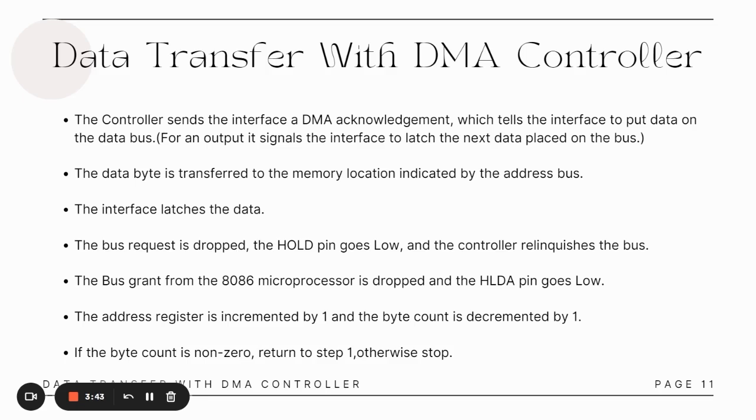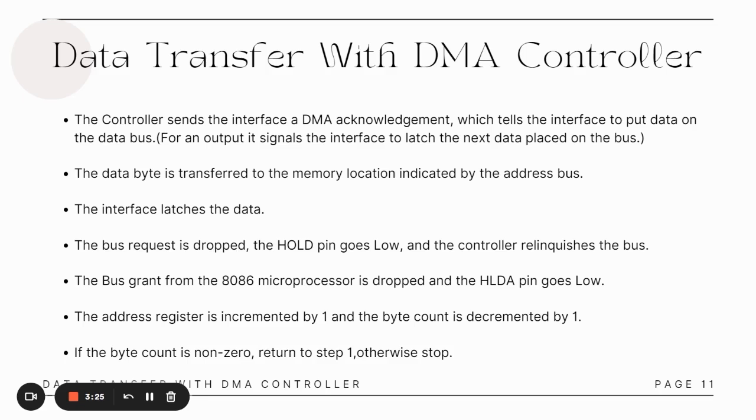The bus grant for the 8086 microprocessor is dropped and the HLDA pin goes low. The address register is incremented by 1 and the byte count is decremented by 1. If the byte count is non-zero, we should return to step 1, otherwise stop.